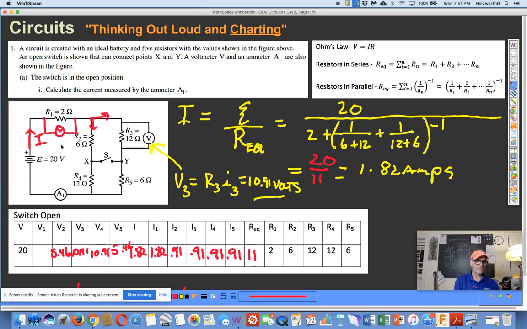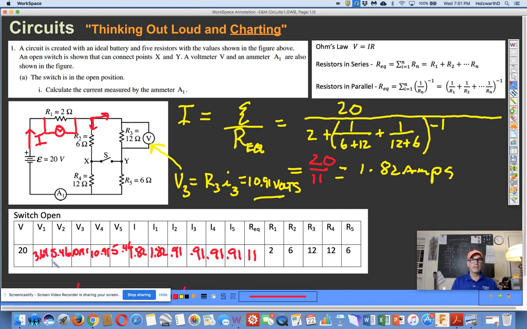I don't know if we'll need this value, but it's good to just have the impulse and the common knowledge to know that you can get any of these values at any time. Again, if you know 2 things, you can find the third. All right, so 1.82 total current that leaves the battery times 2, and you get 3.64. Okay, so you have a 3.64 drop.